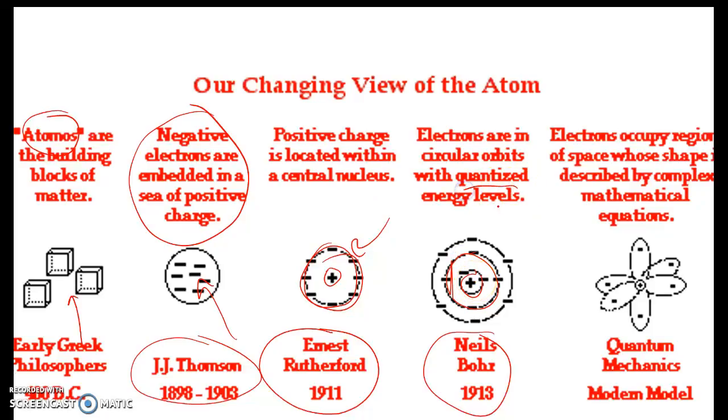So he called them energy levels. And then lastly, the quantum mechanics model, what we currently think is that electrons are in a general location somewhere around the nucleus, but we don't know the exact location.